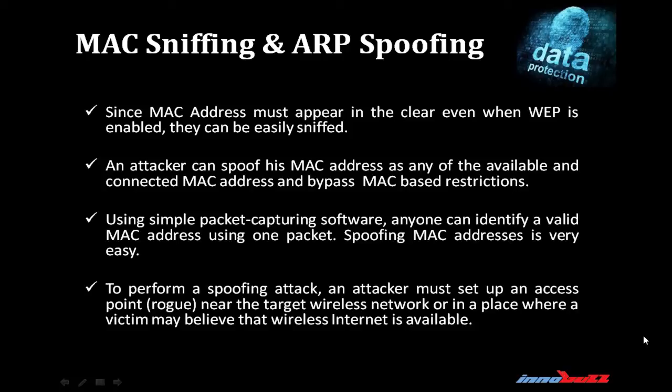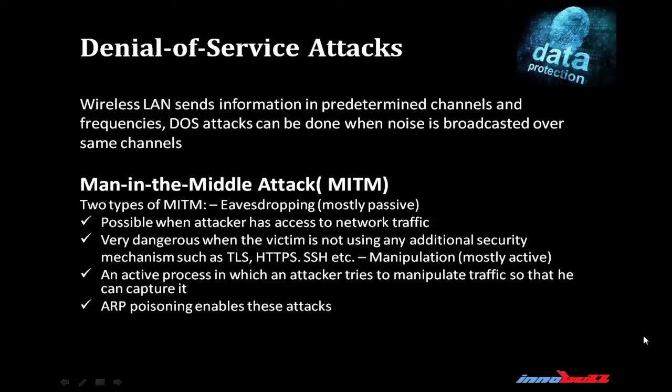To perform a spoofing attack, an attacker must set up an access point near the target wireless network, in a place where the victim may believe that wireless internet is available. Let's see the denial of service attack. Wireless LAN sends information in predetermined channels and frequencies. A DoS attack can be done when noise is broadcast over the same channel.